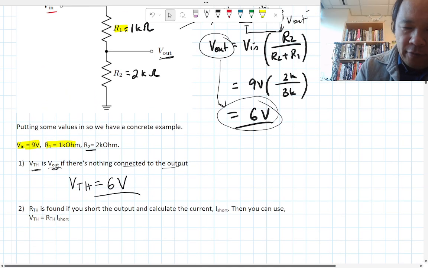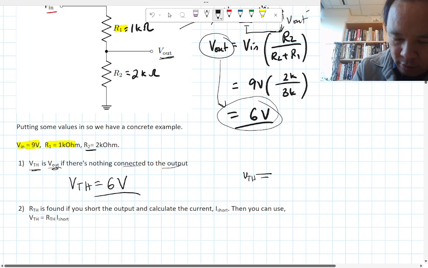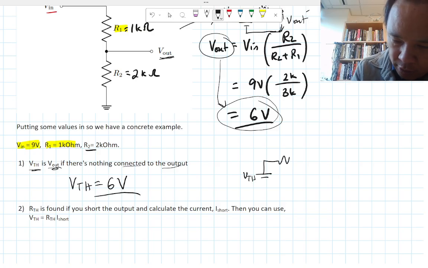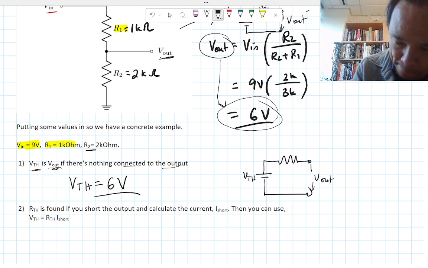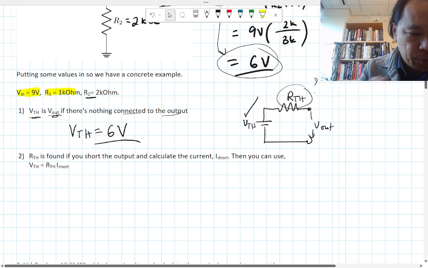What about R Thevenin? I'm going to redraw this circuit here actually. There's a little battery source. Oops, I should connect the resistor here, right? This is V out. This is R Thevenin. Okay, so we got that done. Now I have to figure out what this is.